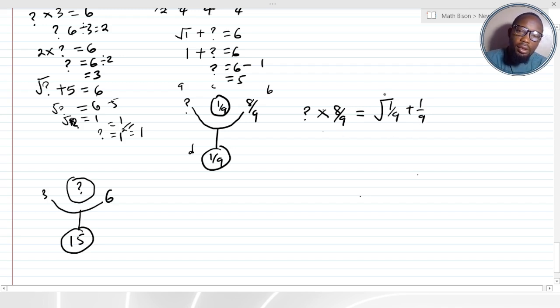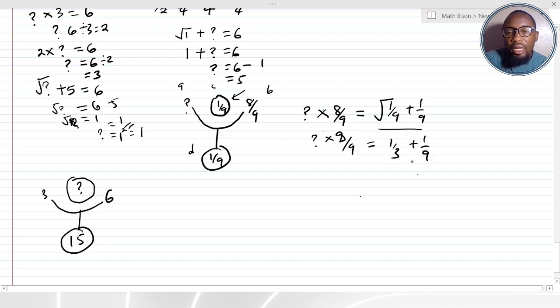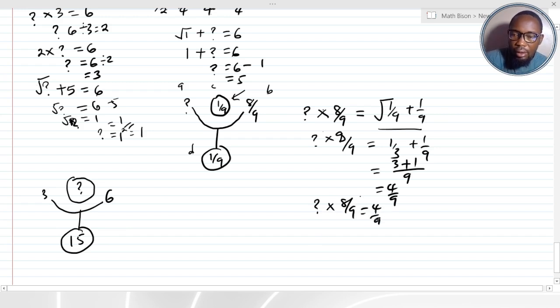Yes, because here is a perfect square. So what we're doing now is simplifying this side. Then we have square root. So we have this missing number times 8 over 9 equals what? Square root of 1 over 9 is 1 over 3. Now plus 1 over 9. We should have 3 plus 1, which is 4 over 9. This missing number times 8 over 9 should give us 4 over 9.